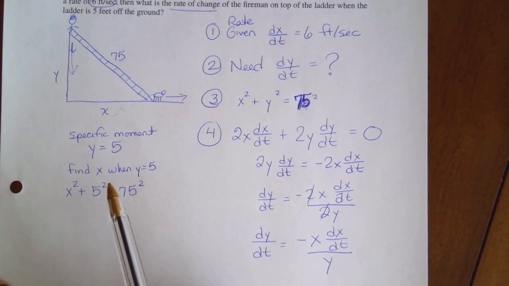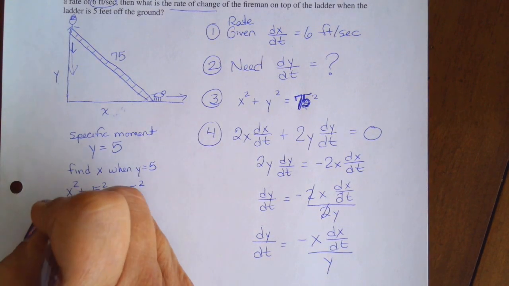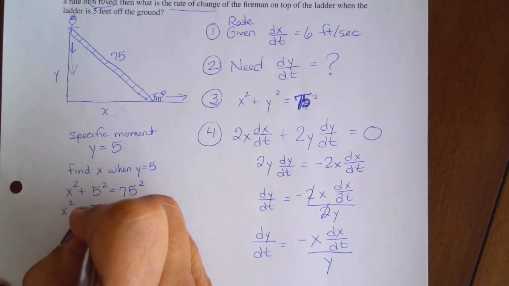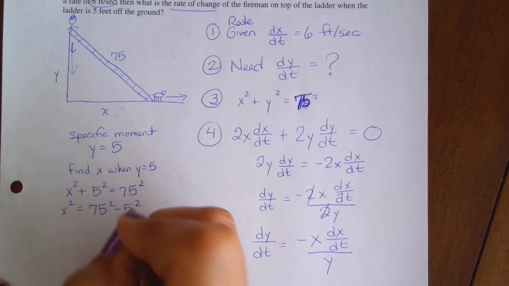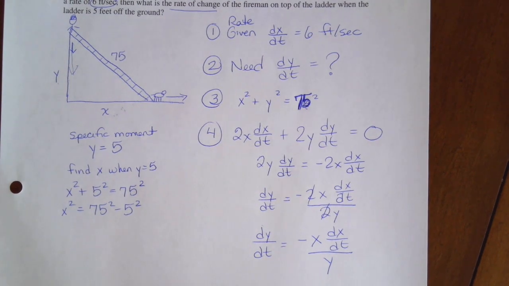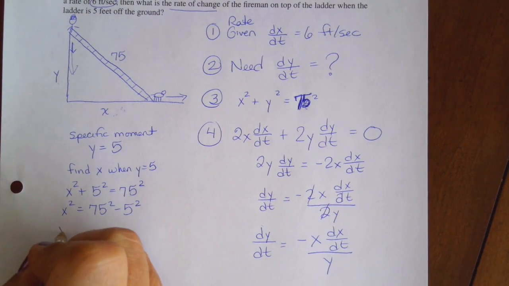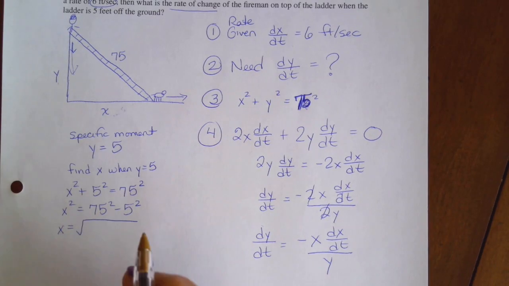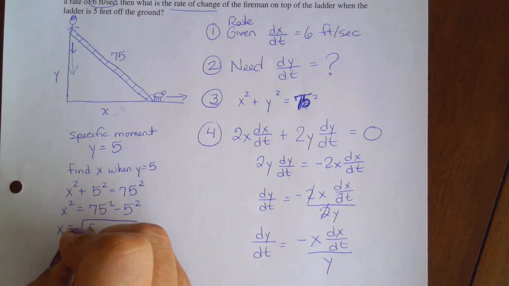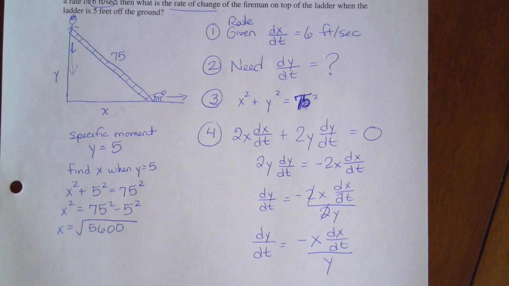Do the Pythagorean theorem. So we have x squared equals 75 squared minus 5 squared. I just wait and do this all at the end. Okay? So x is going to be the square root of that. And if you now do that, you'll end up with 5,600.